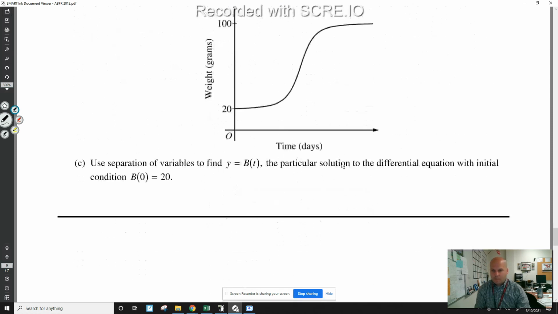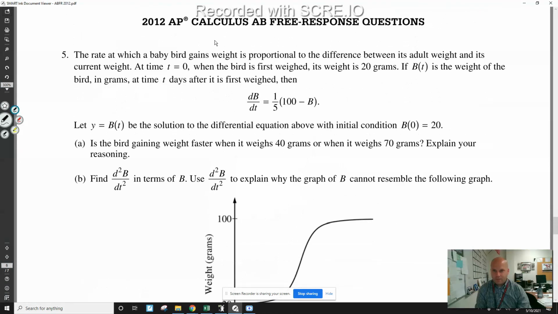All right. 3 parts. We have the rate at which a baby bird gains weight. It's in B's. B is the Y. T is the X. Okay, so this B is a Y. Is the bird gaining weight faster when it's 40 grams or 70 grams? Explain your reasoning. Well, let's think about it.